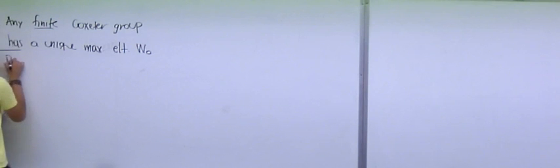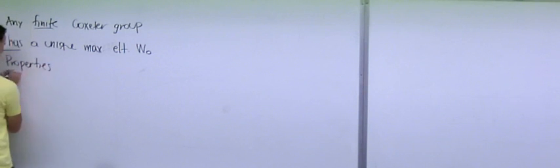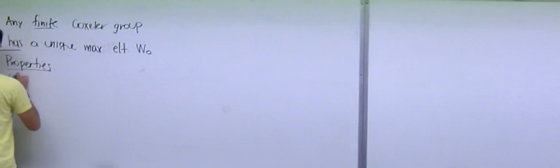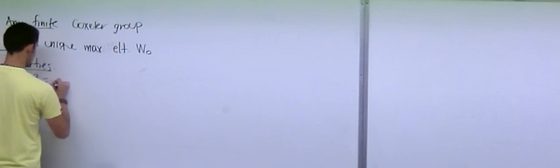Okay? And last time we were talking about some properties of this very nice element W naught. So the first property is that the square is the identity.